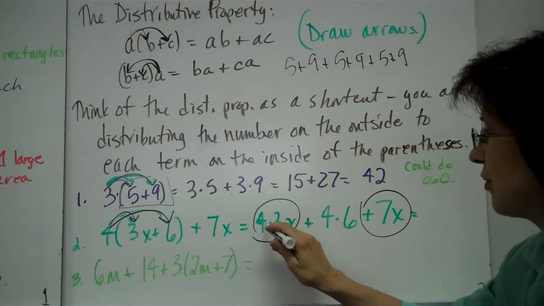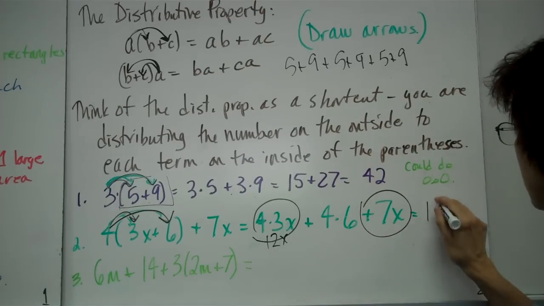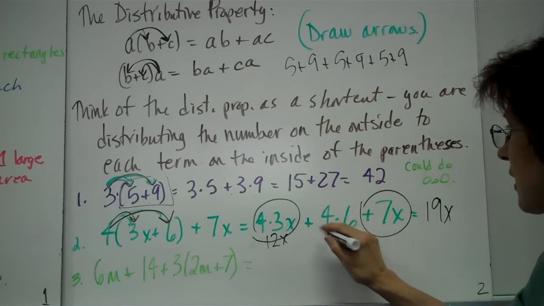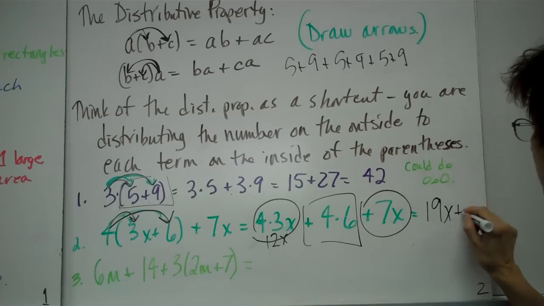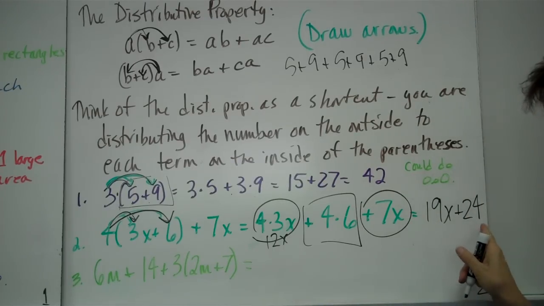Okay, I know that's 12, so I could just put 12x here. That's fine. So 12x plus 7x is 19x, and then plus 4 times 6 is the only one of them there, plus the 24. And usually you put your x terms first and then your constants at the end. So that would be the simplification of that.